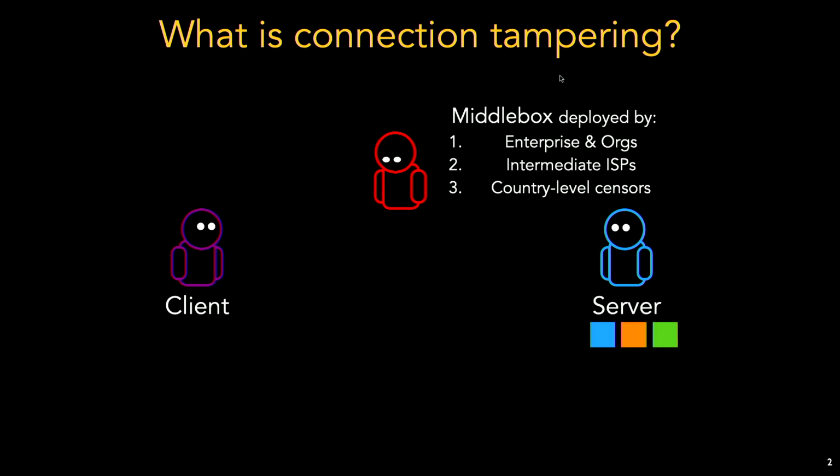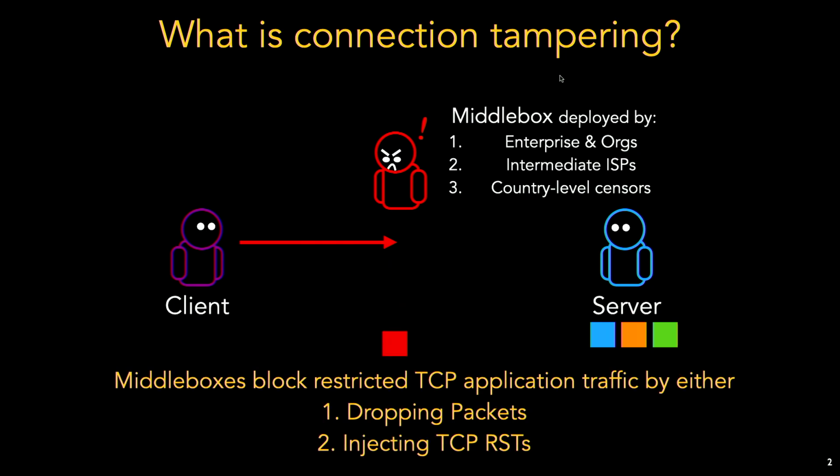These middle boxes, now extensively deployed by organizations and even governments, restrict access to specific content on the internet, as opposed to the sort of complete shutdown that Zach was talking about in the previous talk. They look at specific content. And they usually restrict access to traffic by either dropping packets or injecting TCP resets. Now, obtaining a global understanding of such connection tampering is extremely important, not only to track restrictions to internet freedom, but also for helping service providers understand and explain reasons for unavailability.